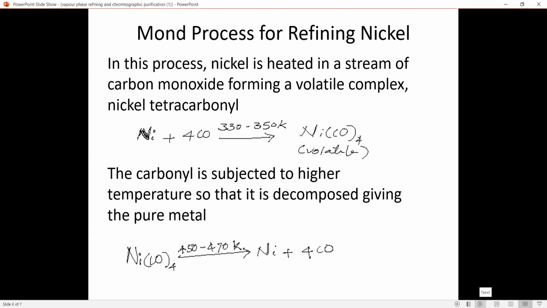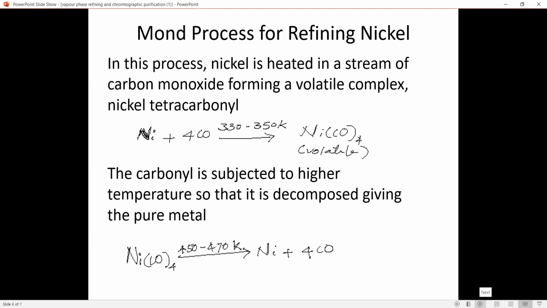This volatile compound, that is the gaseous nickel carbonyl that is formed, when heated to a high temperature, that is a temperature of 450 to 470 Kelvin, as you can see in the slide, will decompose to give pure nickel and carbon monoxide. The carbon monoxide that is formed this way can be used again.